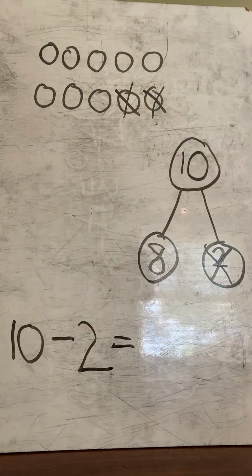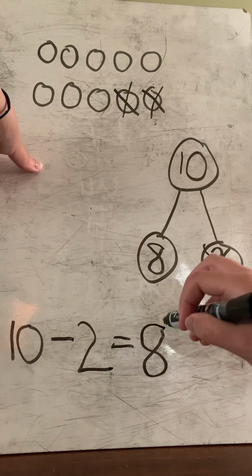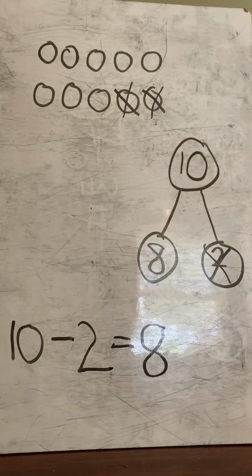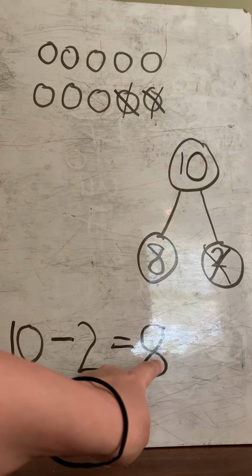The next number is the buttons that are left. How many buttons are left on the jacket? 8. Awesome. Let's read that number sentence together. Ready? 10 minus 2 equals 8.